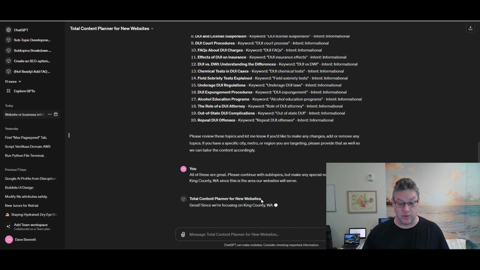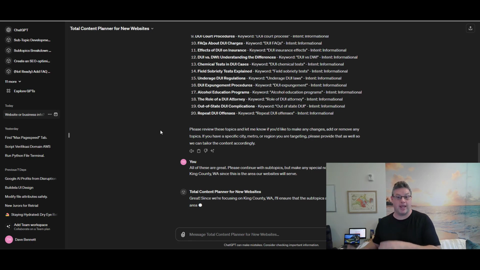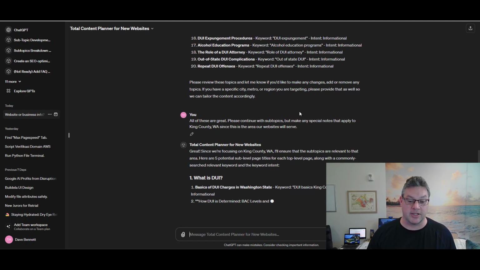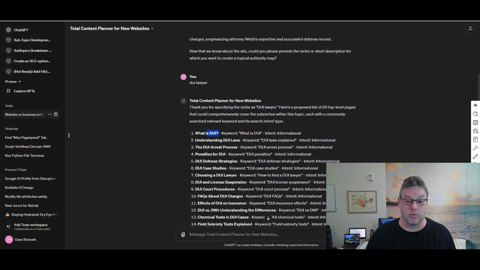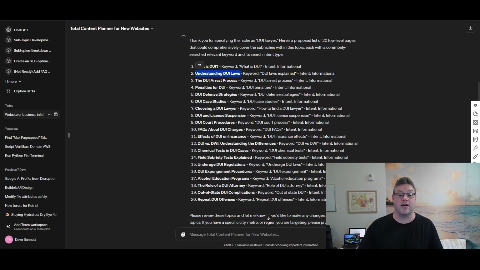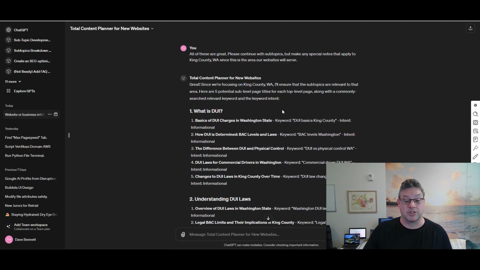It's going to focus on King County, Washington, so it'll make sure to mention the right numbers, like whether it's 0.08 or 1.0 for BAC limit, all that jazz. Take a look at this. It starts with the first section: What is DUI? Didn't that sound like a web page? And then we move on to understanding DUI laws. There are a lot of things we could explain about DUI, and a lot we can explain about understanding DUI laws. That's a big topic. So it's going to do that.